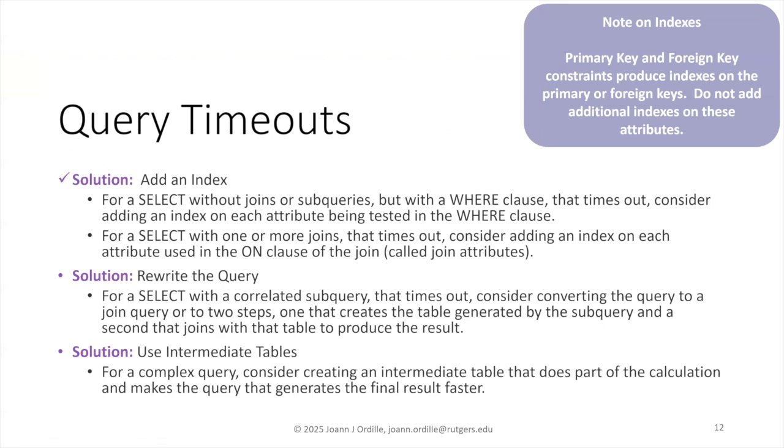Next, we want to talk about situations where you might rewrite the query, and the predominant situation for that is a correlated subquery that is painfully slow. If you have a correlated subquery in a query and the query's timing out, you should consider converting that query to a join. Typically, most correlated subqueries can also be expressed as joins.